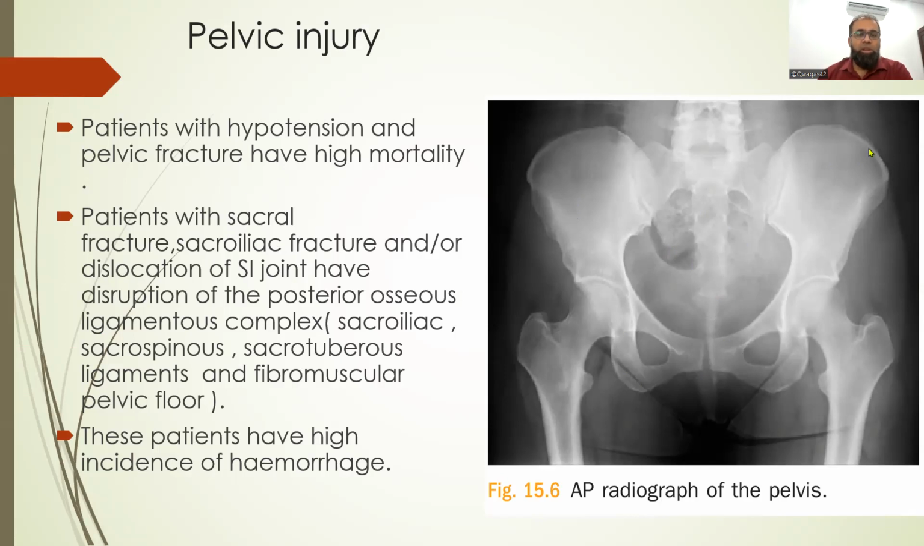There are different ligamentous structures that are holding the pelvis in place. So the injury can lead to pelvic trauma and the other hypotension injuries. These are the sacroiliac, sacrospinous, sacrotuberous ligaments, and the muscles of the pelvic floor.